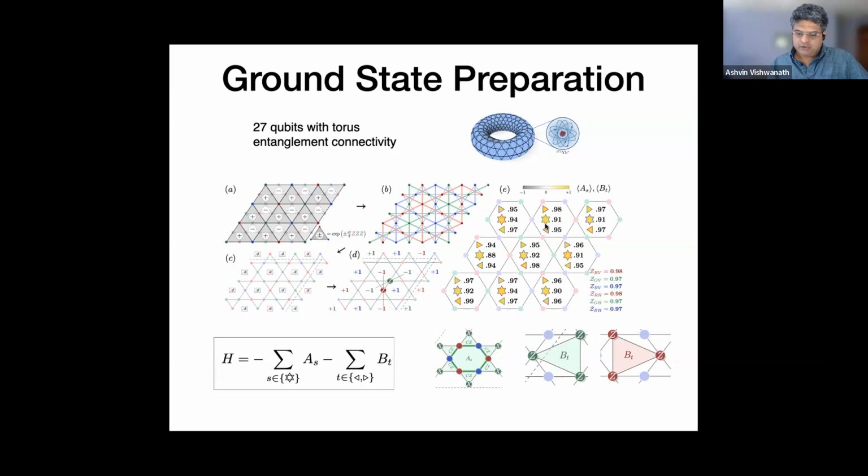Here's an example of a result, a ground state that was created on these set of 27 qubits, which have the entanglement connectivity of a torus. You can roughly think of it as being on a torus. Although it's really on this racetrack, the entanglement is really of qubits on a torus. These numbers report the measurement of these stabilizers. This triangle over here is the B stabilizer pointing in that particular direction, and the star is the A stabilizer. As you can see, all of these numbers are very close to unity, showing that you have prepared the ground state.